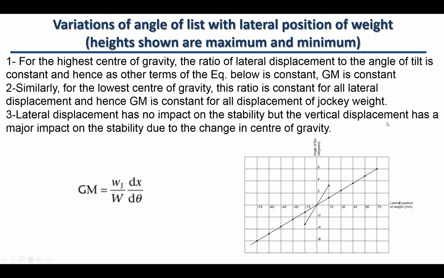But as you know, if the GM decreases, we know that the stability of the pontoon will reduce, and we can say the vertical displacement of the pontoon has a major impact on the stability because of the change in the center of gravity. And we know if the center of gravity or the GM decreases, the stability is reduced. So just bear in mind, if you have any element and you vertically move it over the ship, boat, vessel, or pontoon, it can have an impact on the stability. But if you move it laterally, it doesn't have an impact on that.